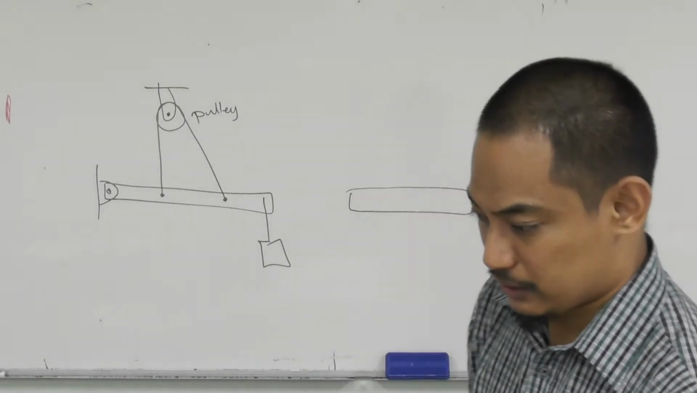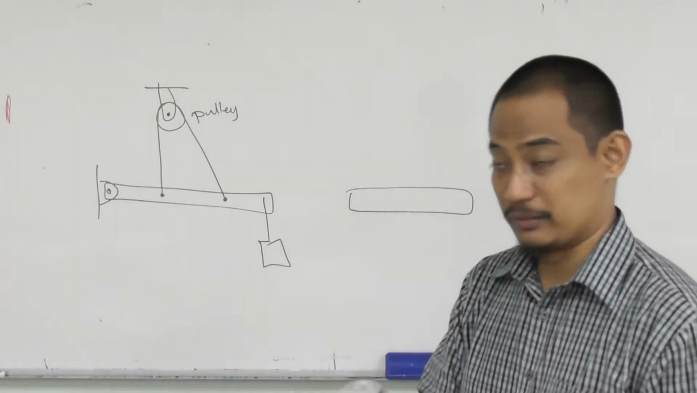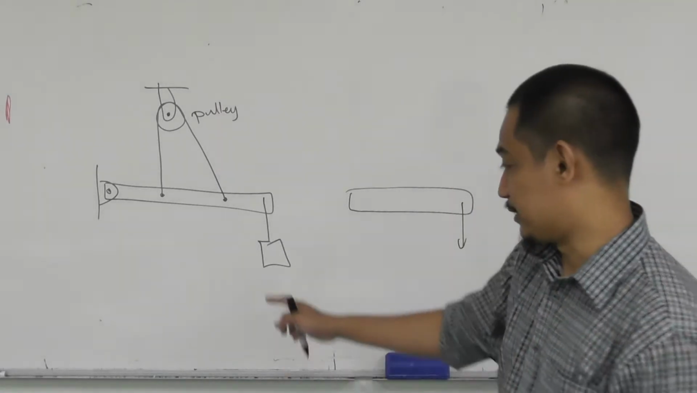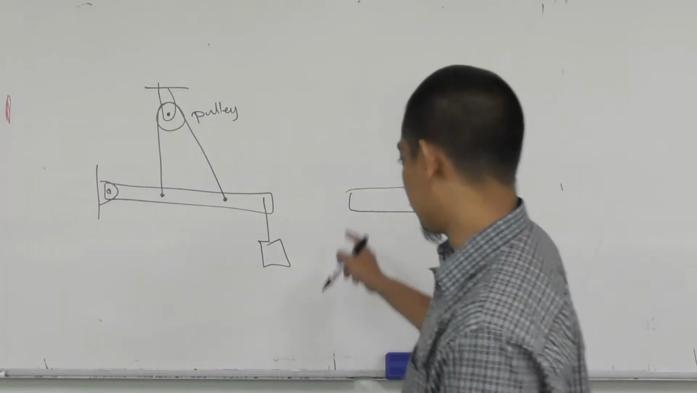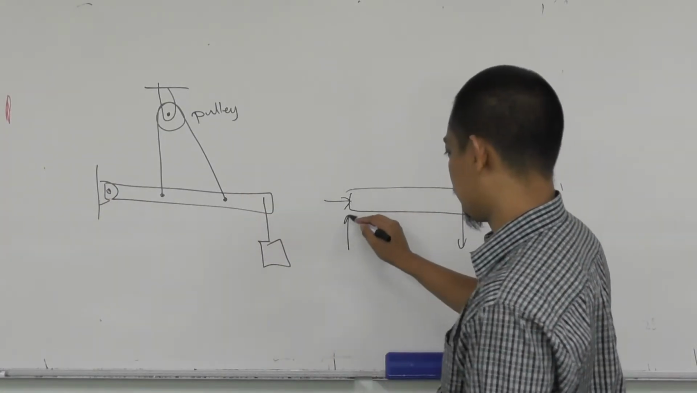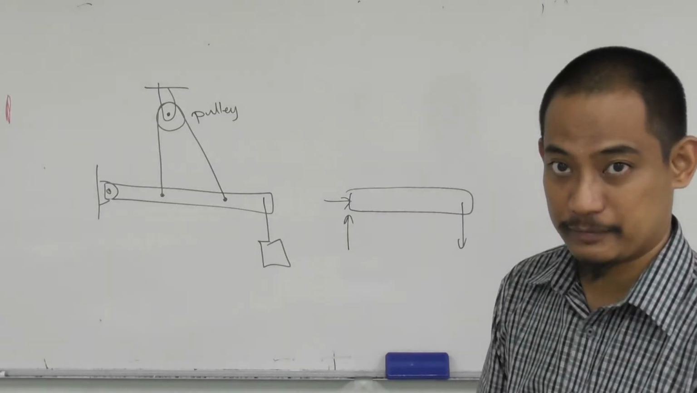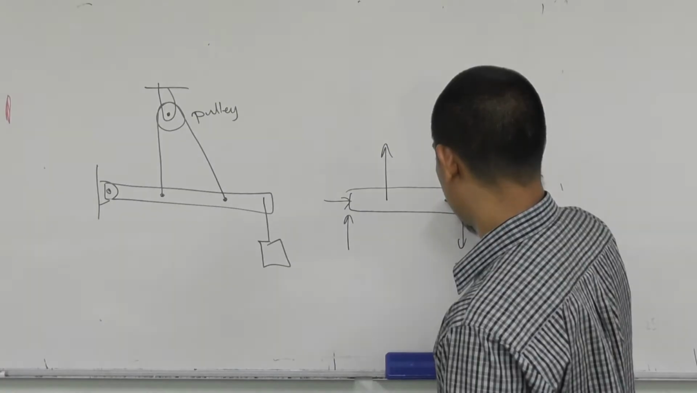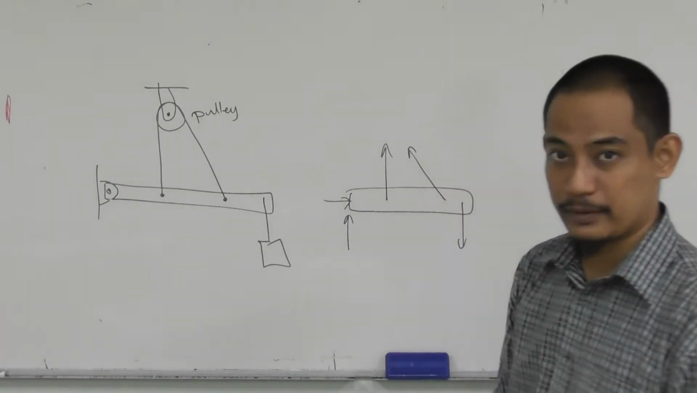And I have to draw all the forces acting on the beam. So obviously, this weight here has that force from the weight. And at the pin here, you will have X component, Y component, because it's a pin, right? So what about this one? So actually you have this force and this force, right?